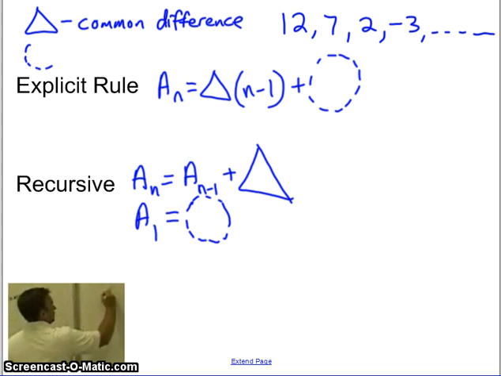The circle represents the first term. Alright, so if we look at this, our first term is 12. And then our common difference is negative 5.